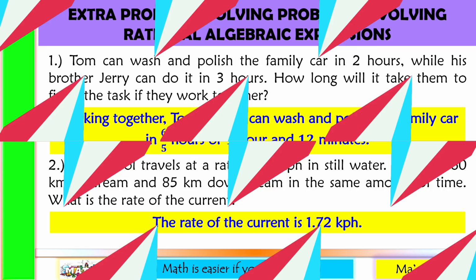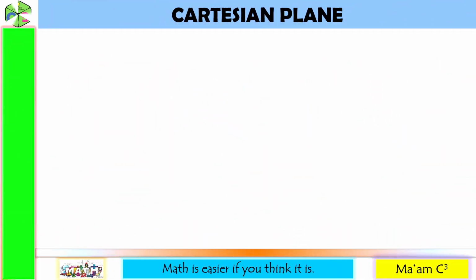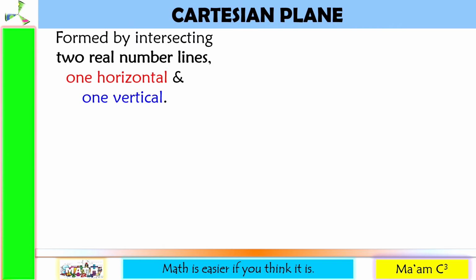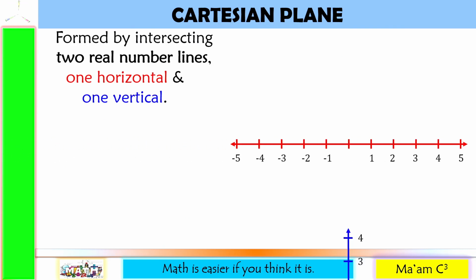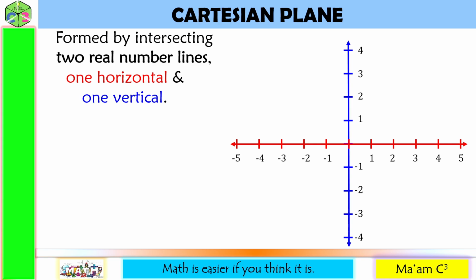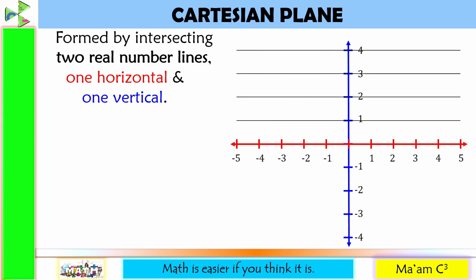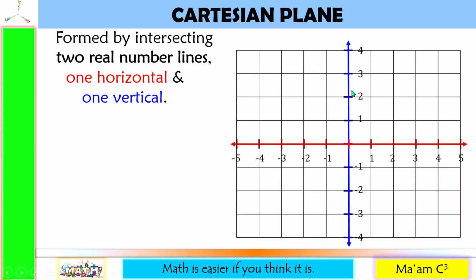Now, let us talk about the Cartesian plane. The Cartesian plane is formed by intersecting two real number lines, one horizontal and one vertical. To help us in plotting points, let us also make use of some grid lines, like this. This is just a part of a Cartesian plane, because the horizontal number line will extend indefinitely going to the left and to the right. Same thing with the vertical number line. This will extend indefinitely going up and going down.